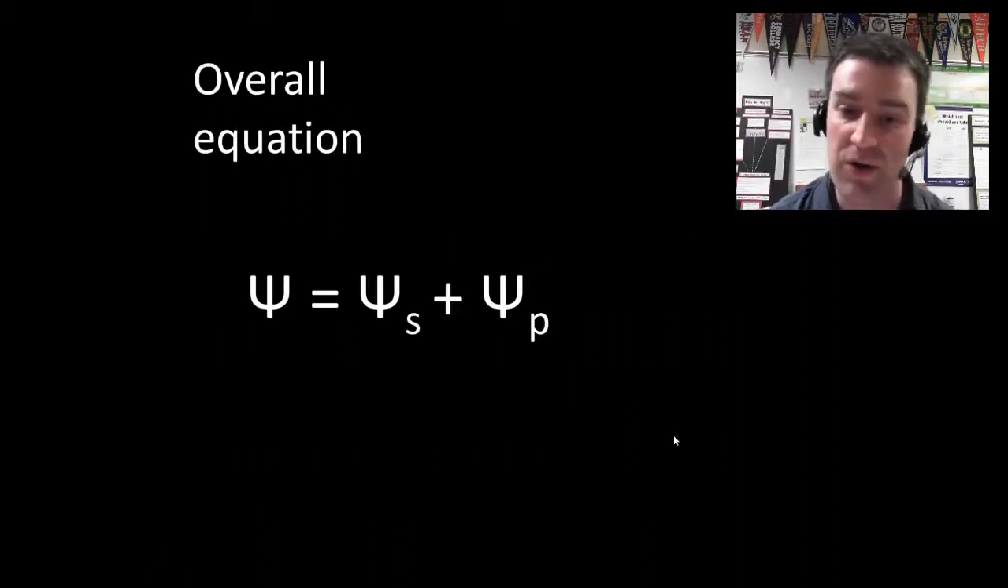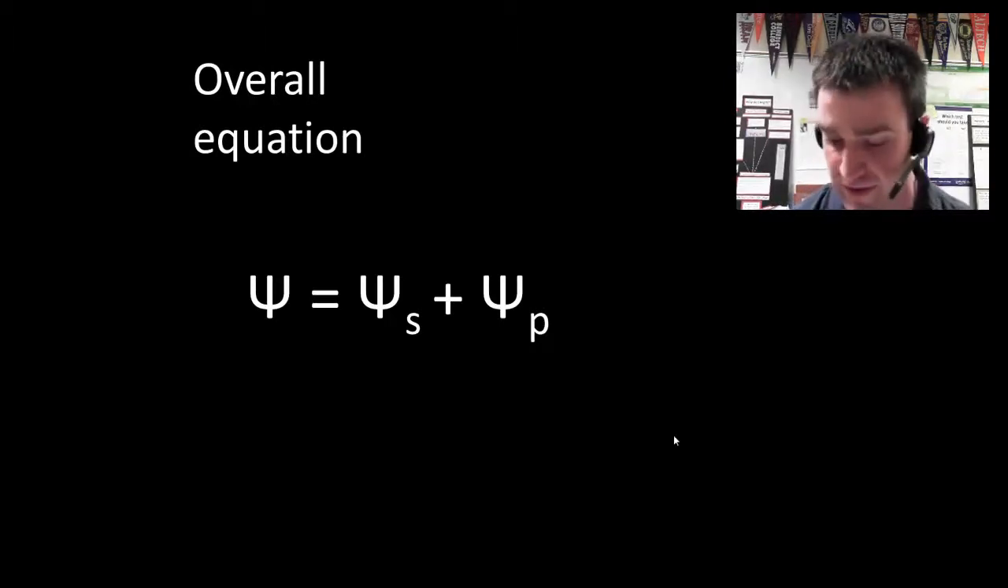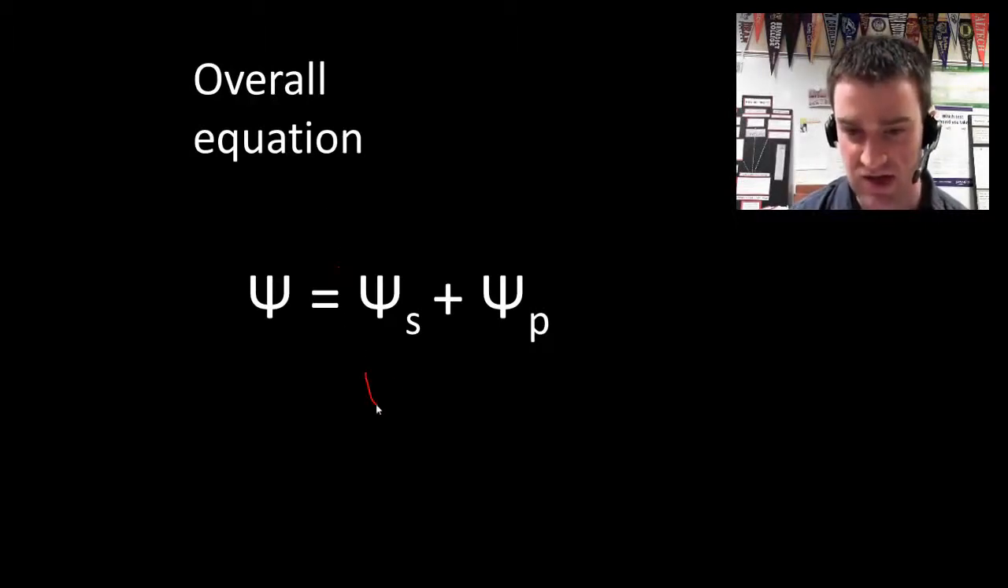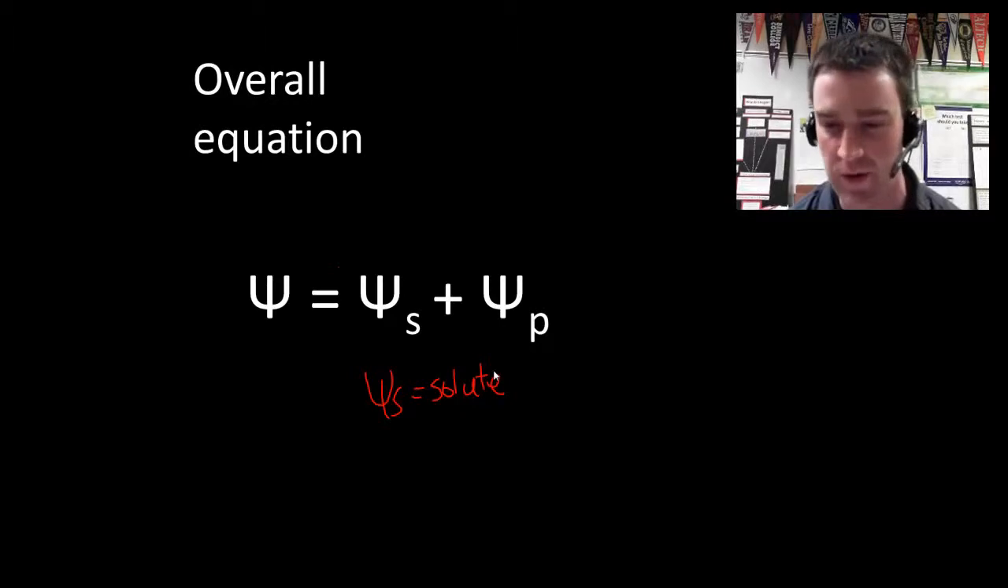The equation to calculate water potential is actually given on the AP Biology equation sheet, so you just have to know how to apply it. The idea is that the overall water potential in any region is controlled by two factors. One of these we're very familiar with, and that's psi s. Psi s is the solute potential, the factor of how solute controls how water moves.